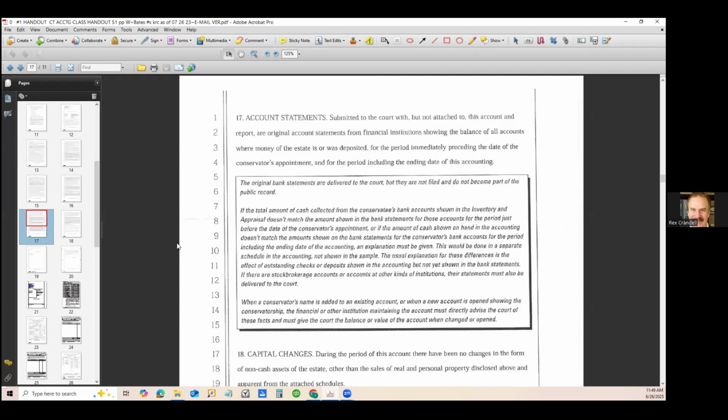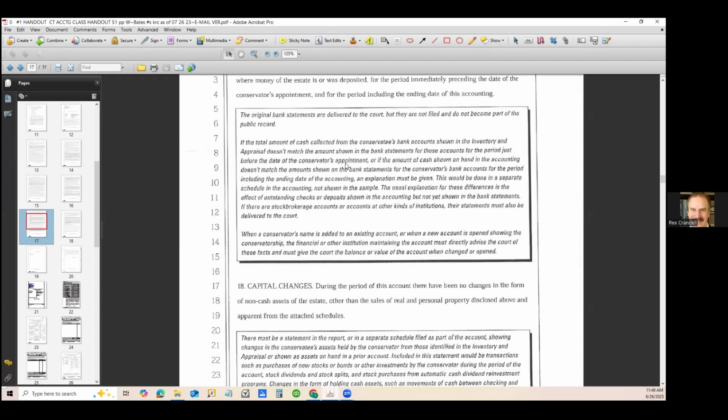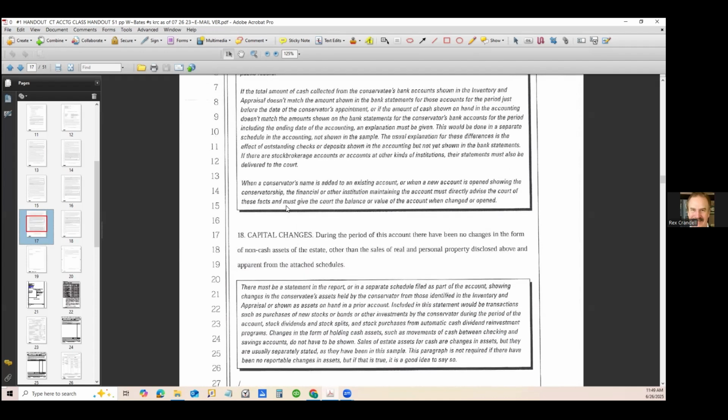So again, depending on what court you're in, there could be a difference in what you're submitting on the bank statements. Any questions there?